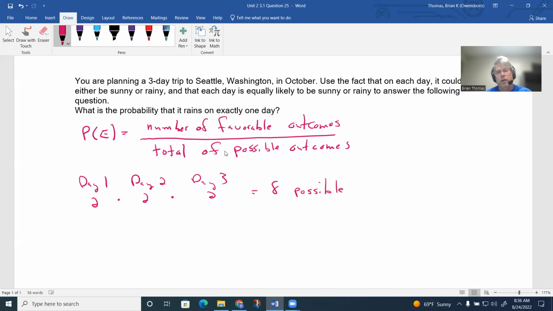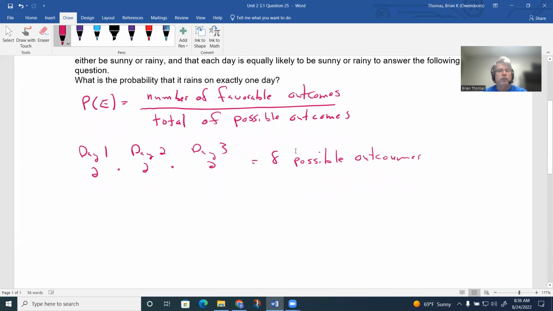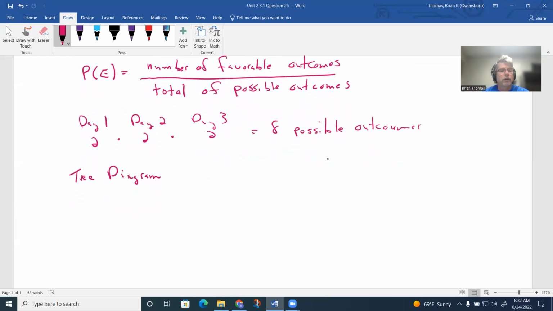For me, where I found tricky was how do I count the favorable outcomes? So one of the things we can do is we actually can use a tree diagram. So if I use a tree diagram, basically we have, like day one, it can be either sunny or rainy.